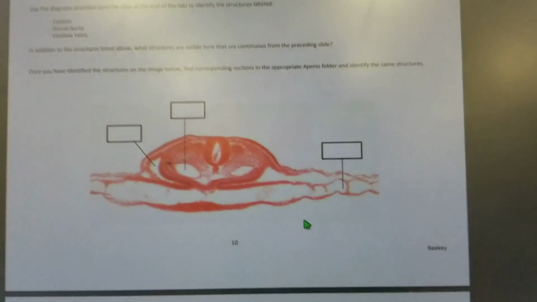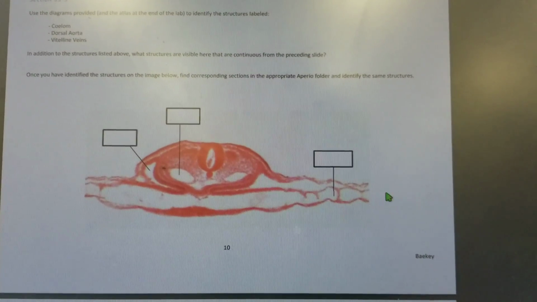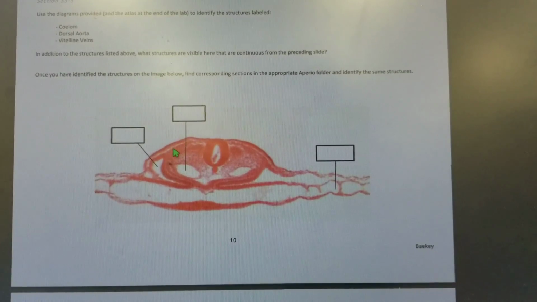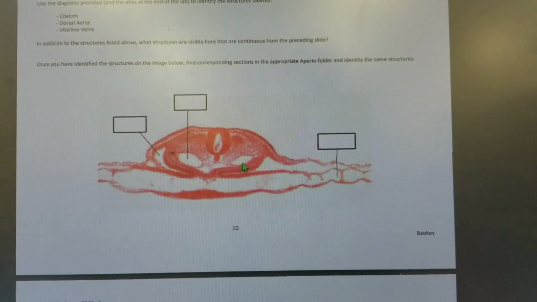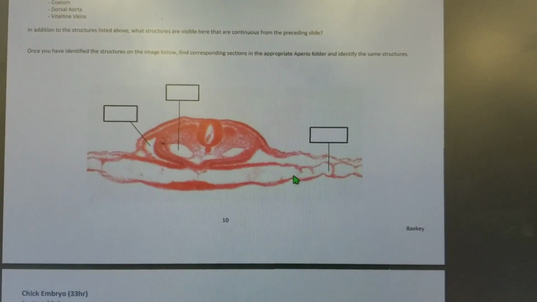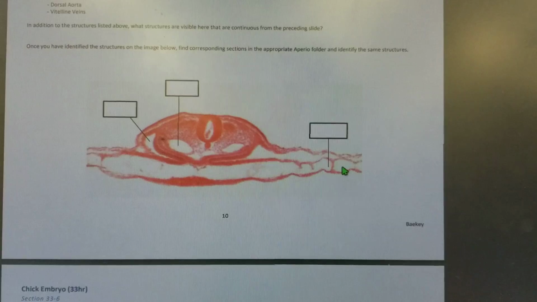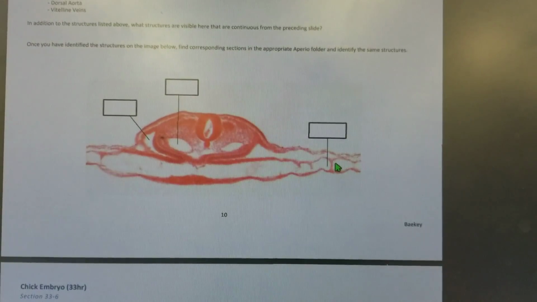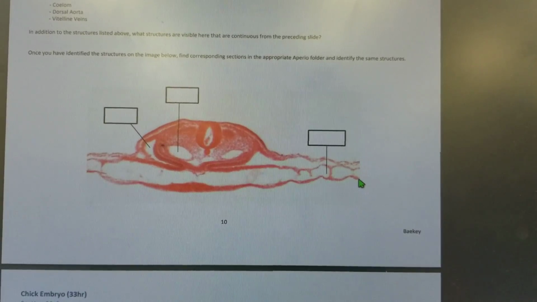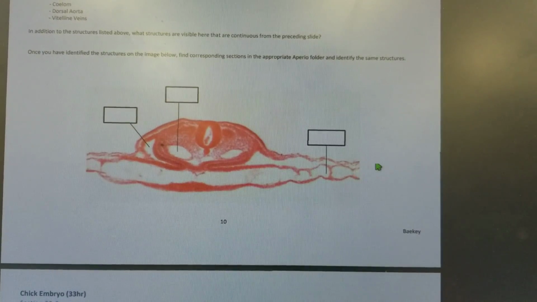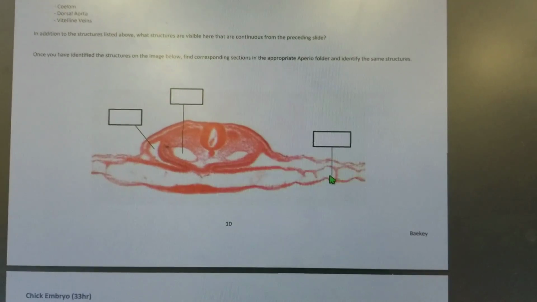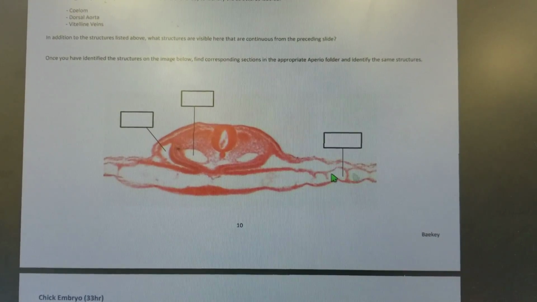Go to the next section, right? In the next section, we've got dorsal aorta here. We've got the foregut here. We start to make note of the vitelline veins out here. Vitelline veins are going to be associated with what structure? Yolk sac. Yolk sac, yes, thank you. From back in the cheap seats. Yeah. The yolk sac, right?